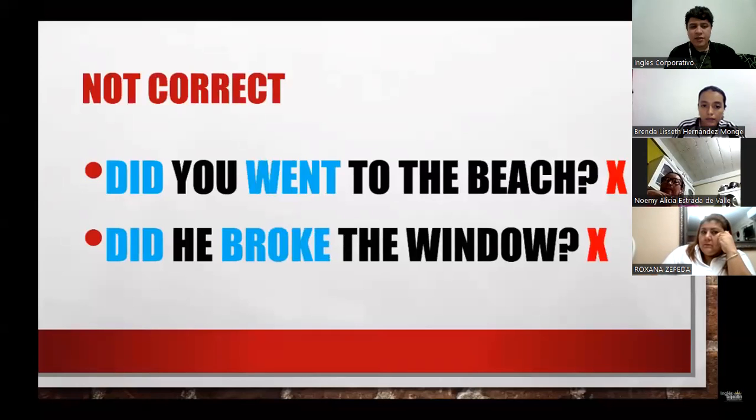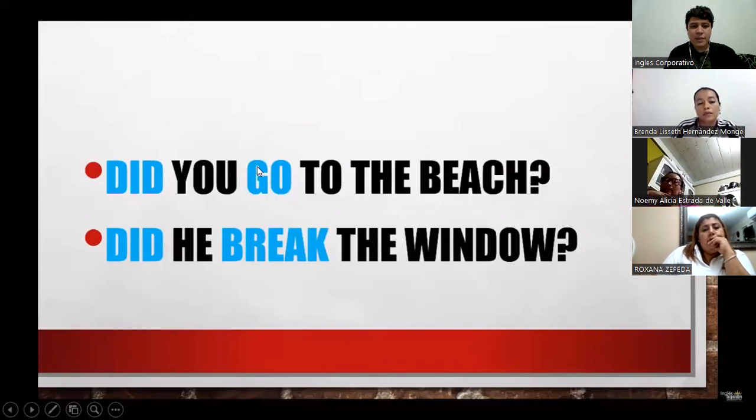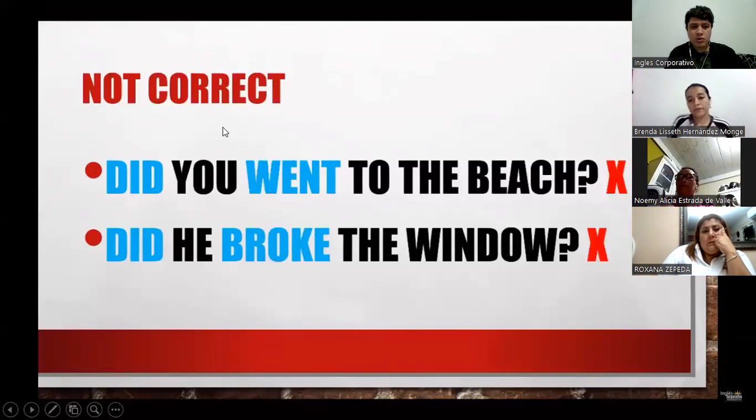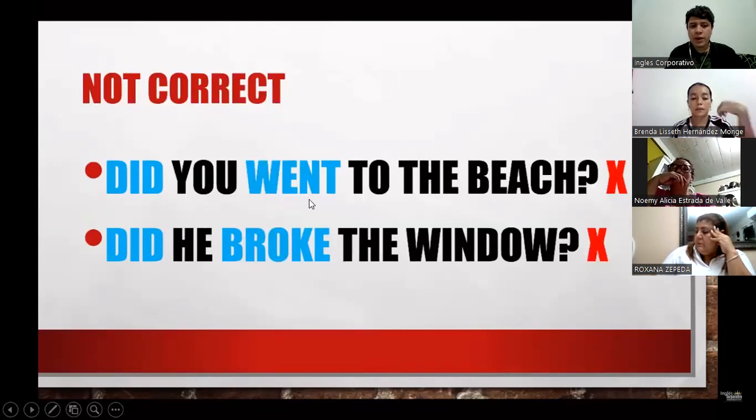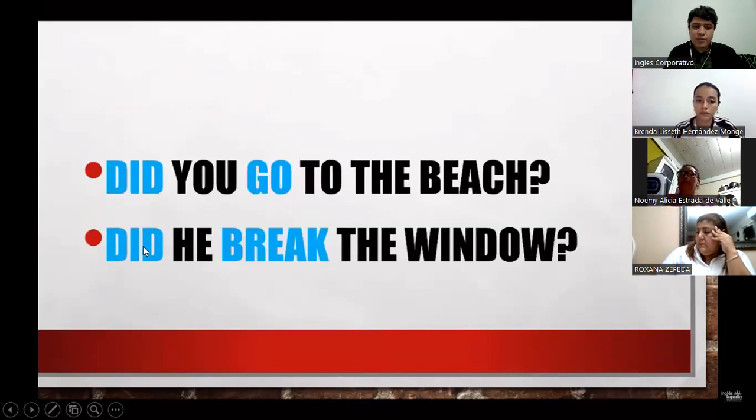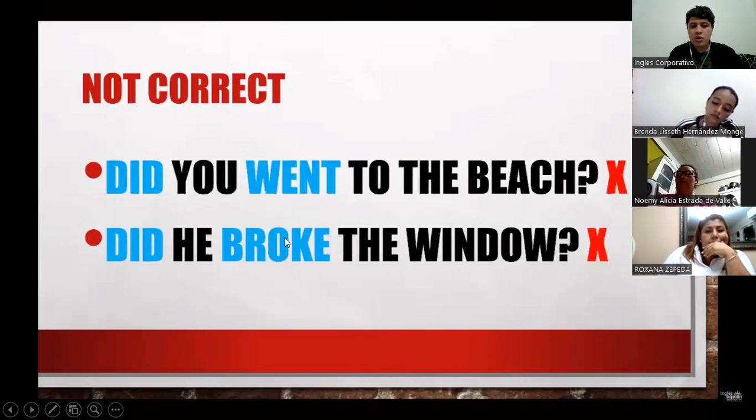Now, guys, let's pay attention to something. So the rule is very easy. We have did, then we have here the main verb, that is in present. But we cannot add the verb in past, okay? Because did is already expressing that the question is in past. So that's why the verb must be in present in a question. So did you went is not correct. It must be did you go, not did you went. And the same one, it must be did he break, not did he broke, that's not correct.